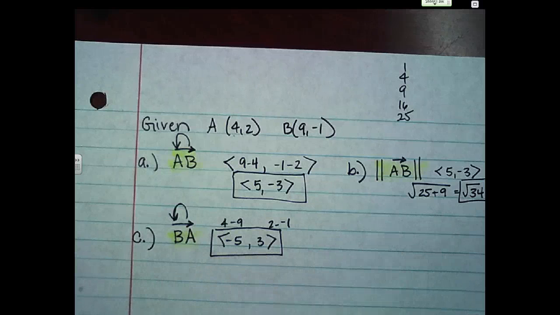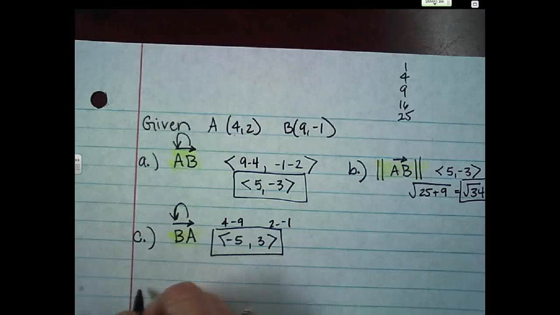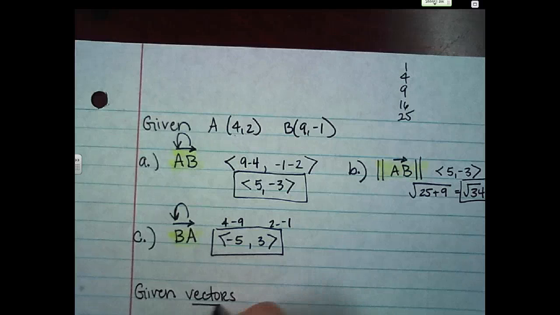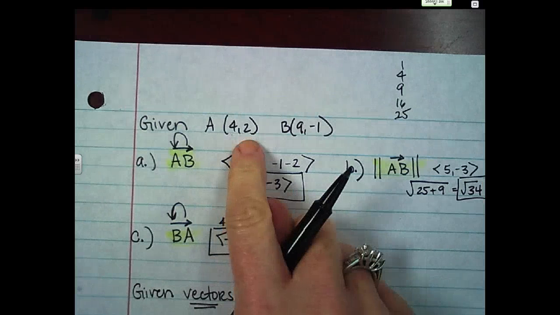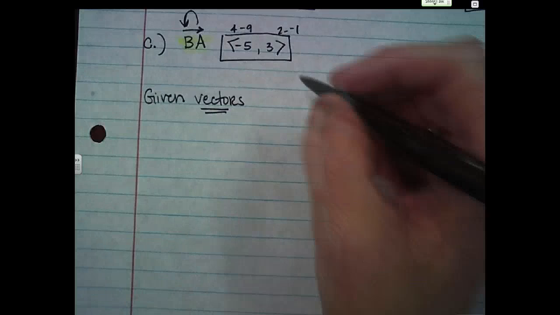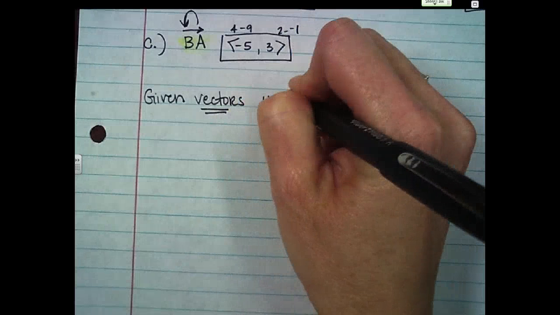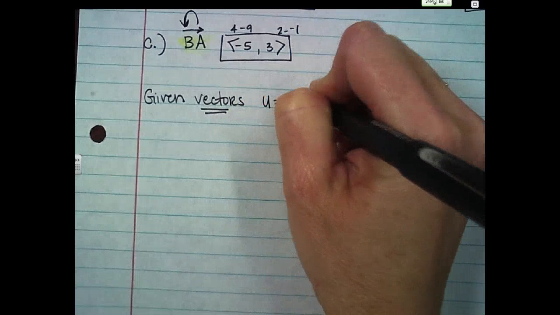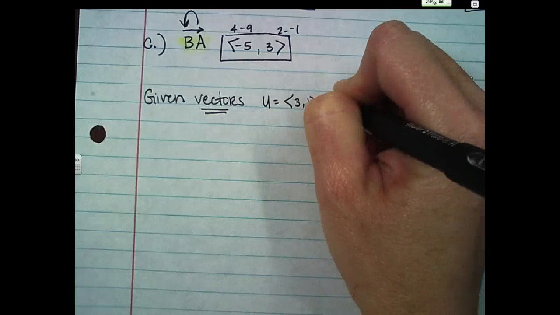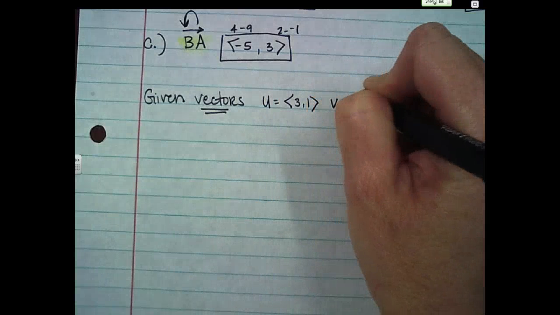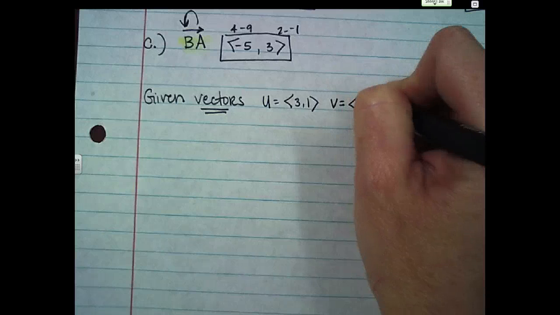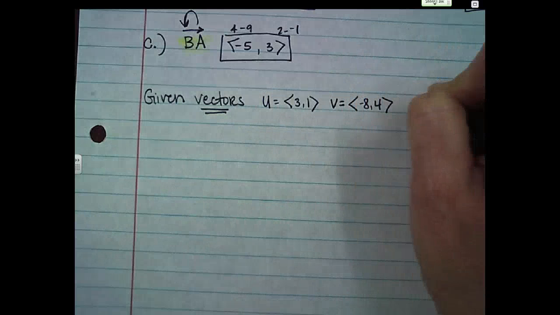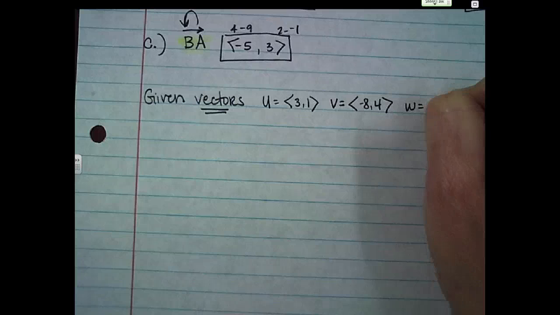All right, let's try another part. This is the last section. Okay, given vectors, this time I'm going to give you vectors, not just points A and B. Now I'm going to give you vectors. Here's vector U, which is 3, 1. V, which is negative 8, 4. And W, which is negative 6, negative 2.